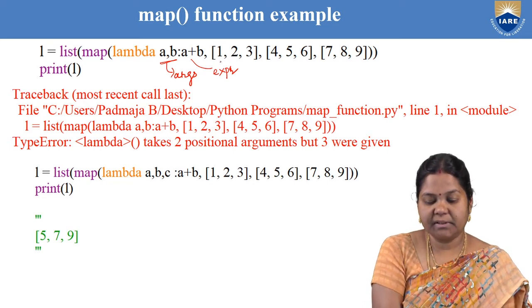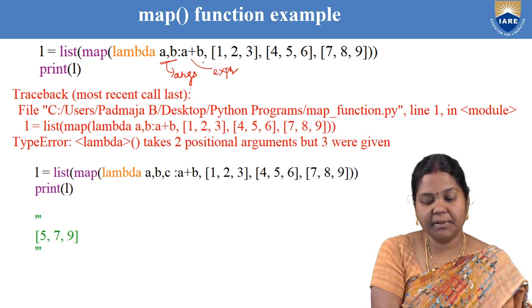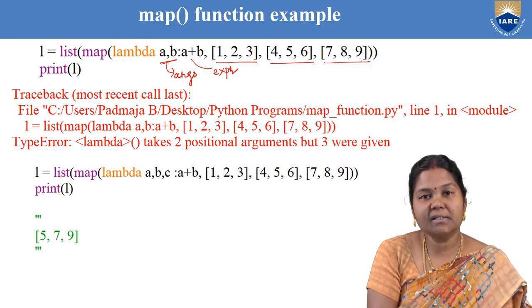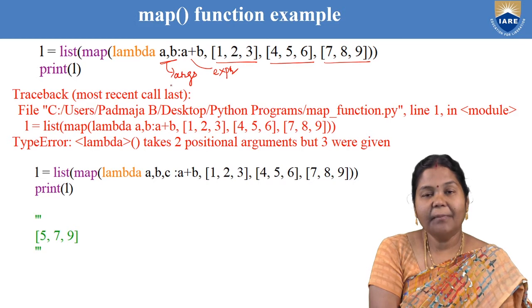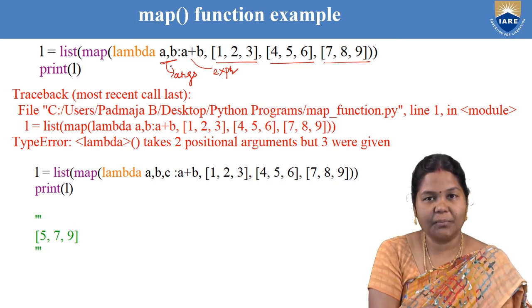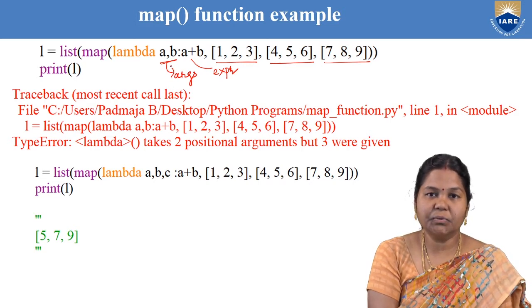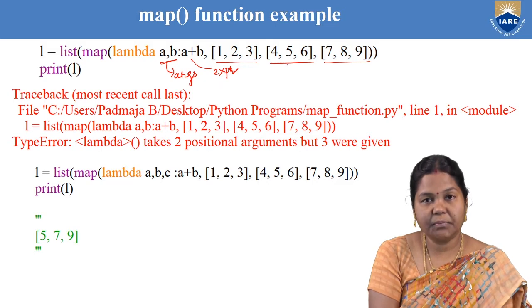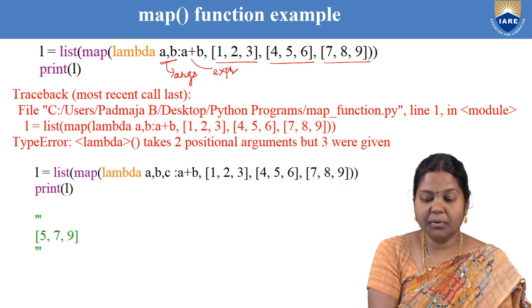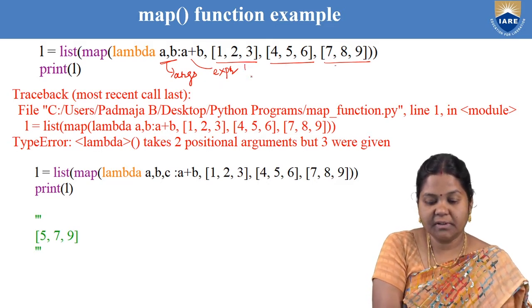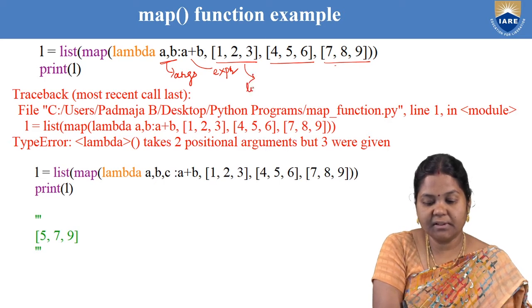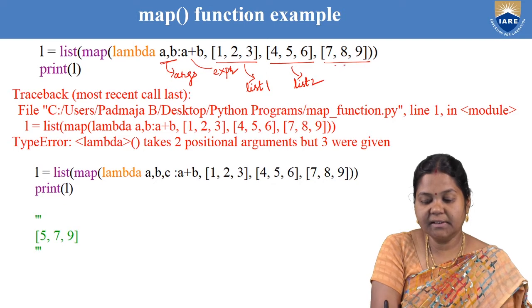Now, what are you passing? For finding A plus B, we are passing three iterables, or three lists. But in the function, we have only two arguments. So it can execute upon only two iterables, or two lists. But you have given one extra list. So this is your first list, list 1. This is your list 2. And this is your list 3.